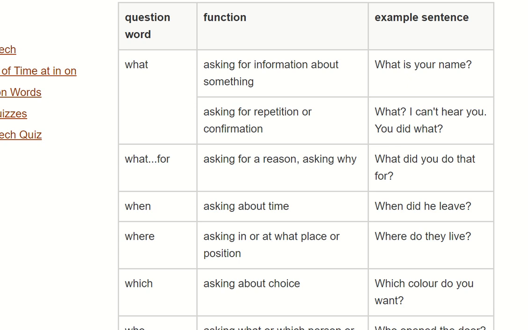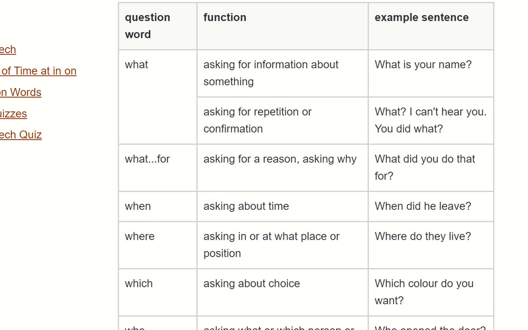Number two, we use what in order to ask for repetition or confirmation. For example, what? I cannot hear you. You did what? So you use what in order to ask for confirmation or repetition.